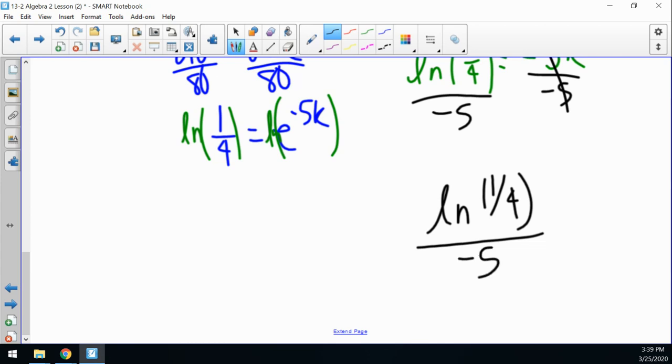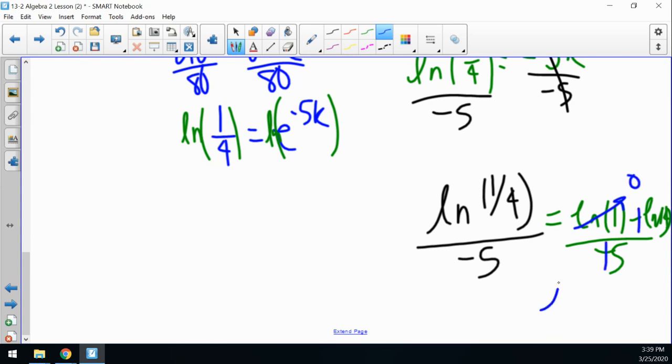Actually, remember ln of 1/4 is ln of 1 minus ln of 4, over negative 5. Remember ln of 1 is just 0, and those negatives cancel out. We get ln of 4 over 5. That's what our k is. That's step 2, we figured out what k is. Now what we have to do is figure out what our t is.